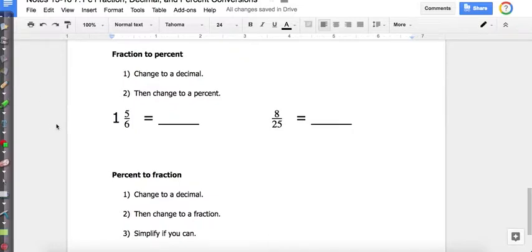So now we're going to look at changing a fraction to a percent. The first thing we want to do is change it to a decimal. Remember, we can use friendly fractions or long division. Then we can change to a percent by moving 2 places to the right. So let's look at the first example. We have 1 and 5/6. Okay, is 5/6 a friendly fraction?